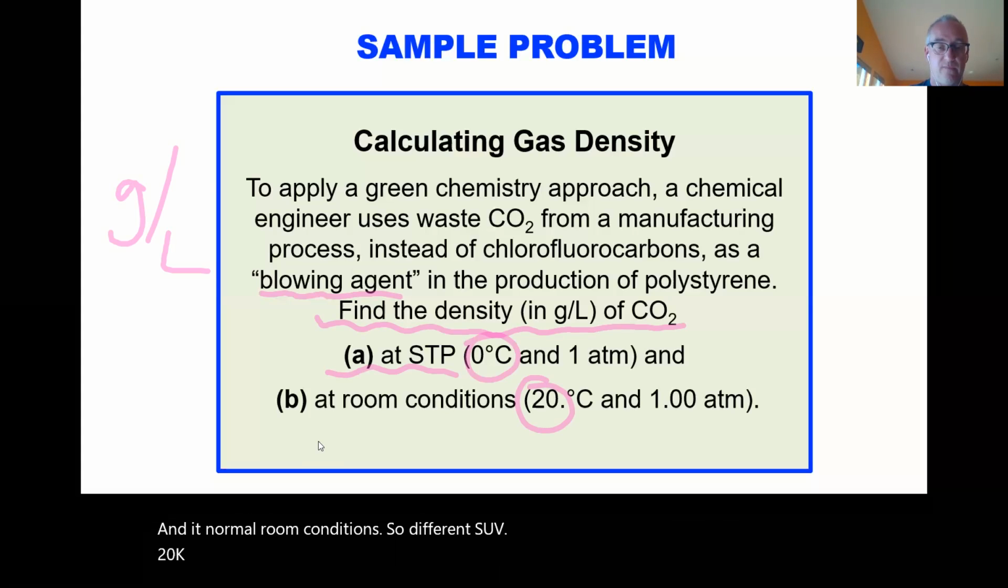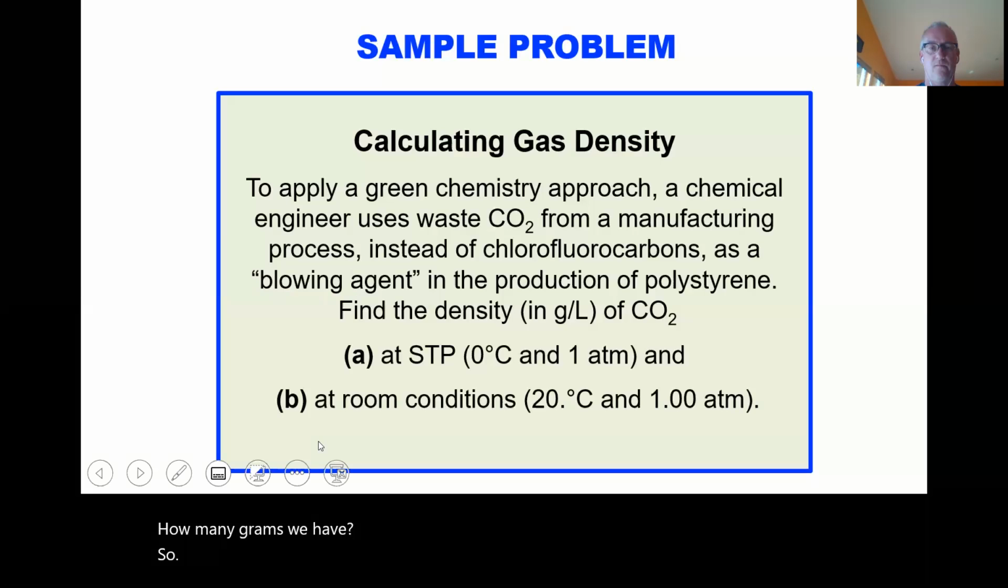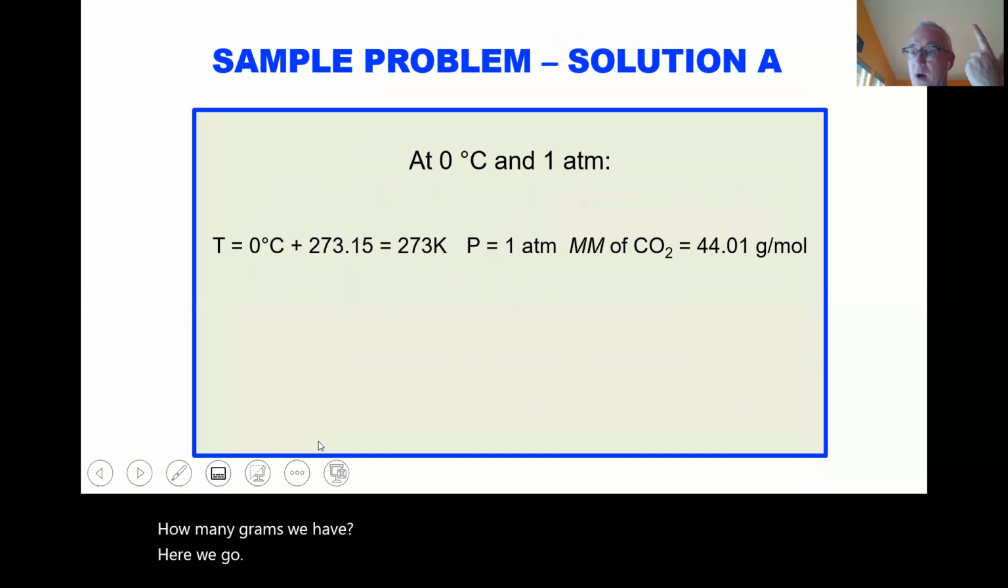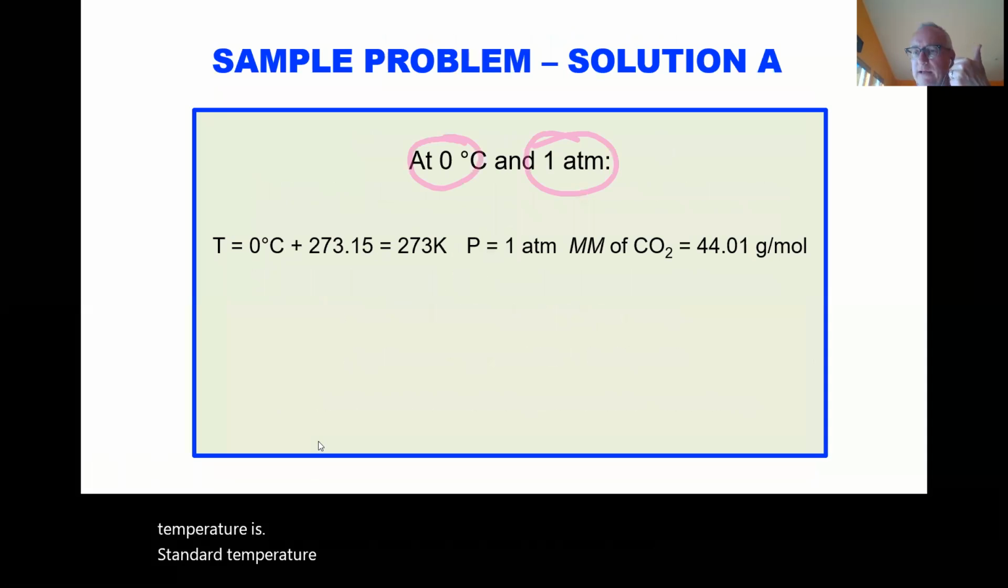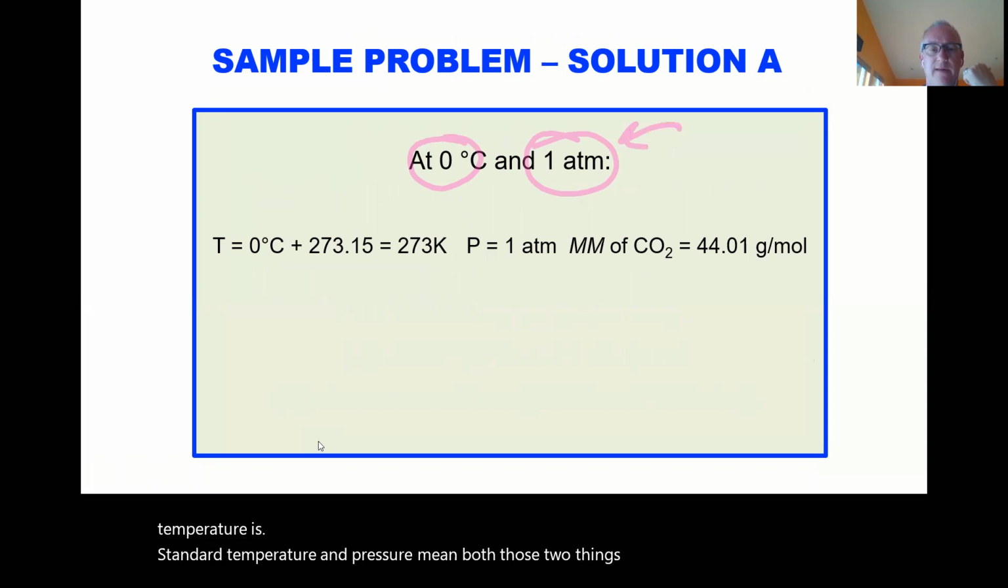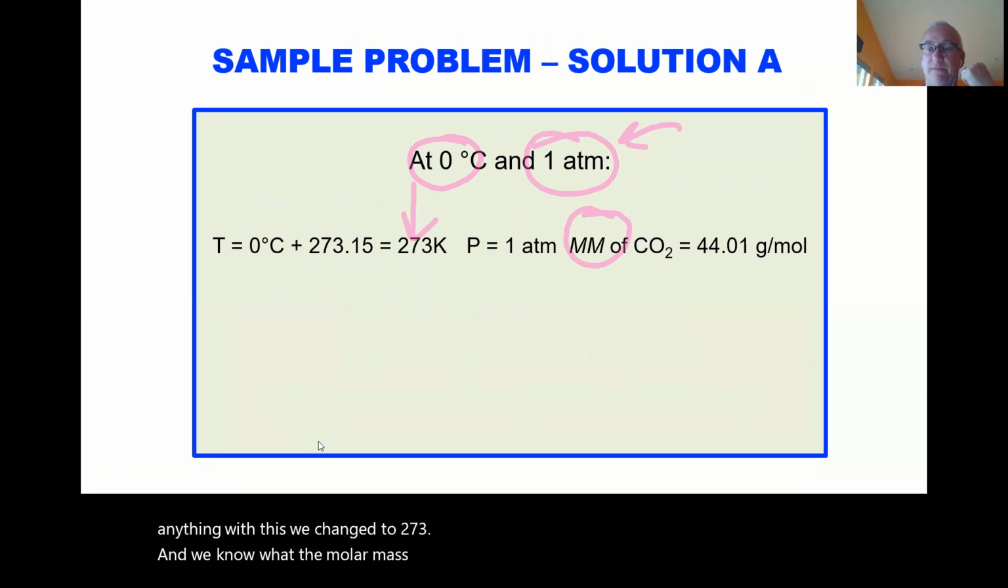All right, so where do we start? First, we need to figure out how many grams we have. So there's a couple of things we know just based on the information we have. We know what the temperature is. Standard temperature and pressure mean both those two things. So this we don't need to do anything with. This we change to 273. And we know what the molar mass of CO2 is. We can just look that up.